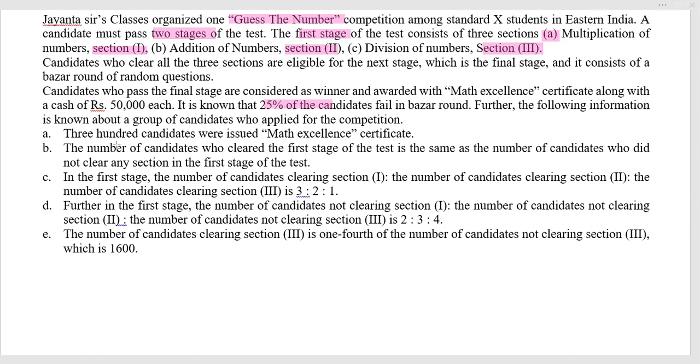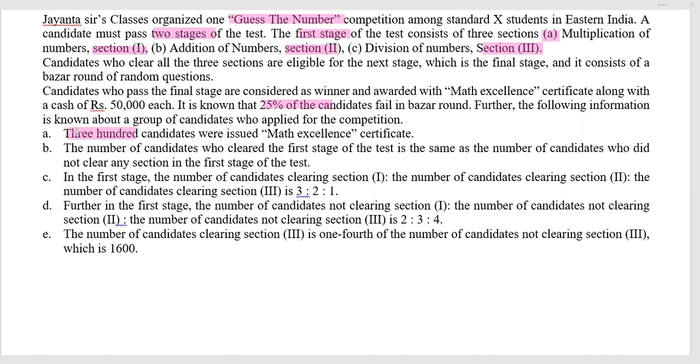Further, the following information is known among the group of candidates who applied for the competition. 300 candidates were issued the math excellence certificate, that is the 75%. So from here I can find how many students appeared for the second stage, and that data is nothing but all three section cleared students together.